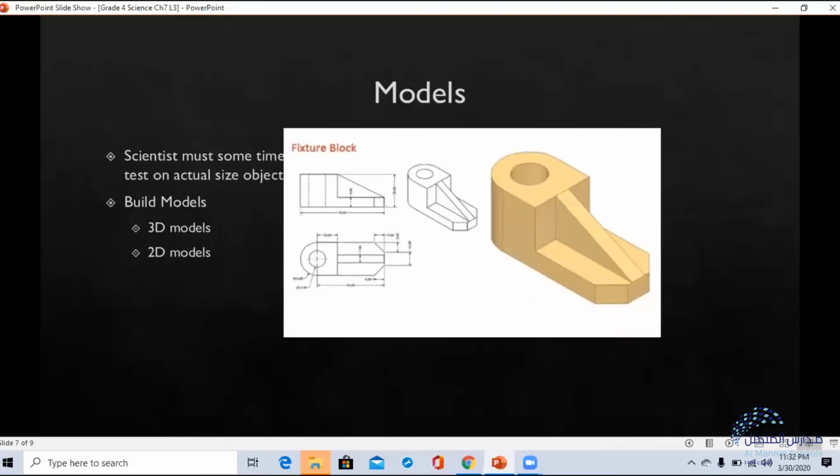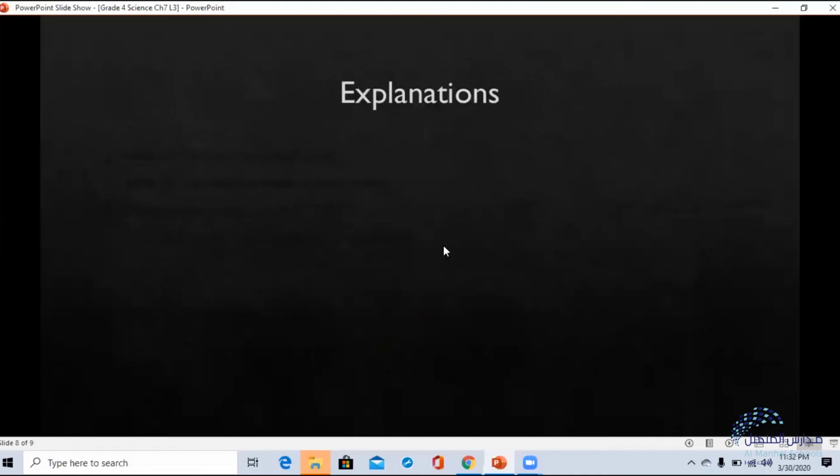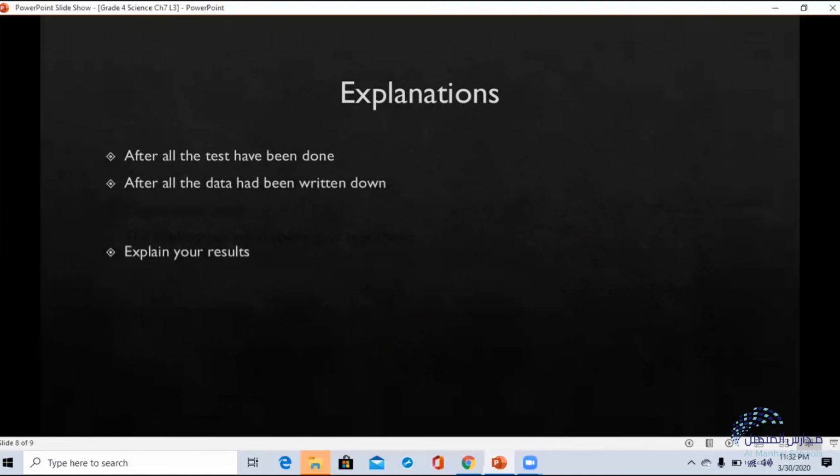2D models are actually drawings on a piece of paper to show you what the dimensions are. Dimensions are the sizes of the object. Explanations. After all the tests have been done and after all the data have been written down, you need to explain your results. Explanation will help support your hypothesis.